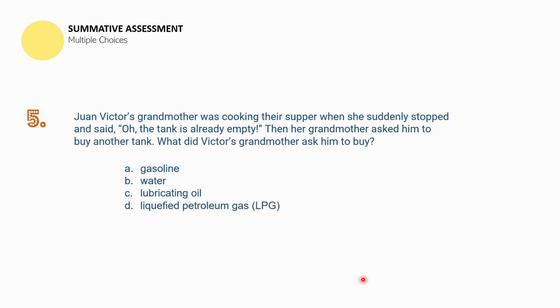Victor's grandmother was cooking their supper when she suddenly stopped and said, "Oh, the tank is already empty." Then her grandmother asked him to buy another tank. What did Victor's grandmother ask him to buy? A, gasoline, B, water, C, lubricating oil, or D, liquefied petroleum gas or LPG? Pause this video if you need more time. If you have decided to continue, let us proceed with question number 6.